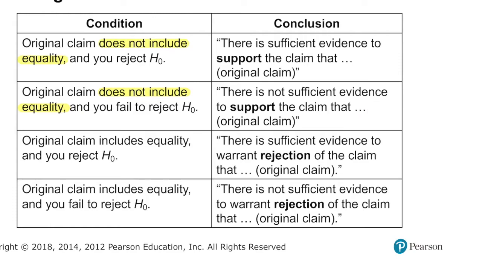If your original claim includes the equality, then there will be 2 different situations as well. If you reject H0, then your conclusion should be there is sufficient evidence to warrant the rejection of the claim that, insert your original claim in. If the original claim includes the equality and you fail to reject H0, then your conclusion should be there is not sufficient evidence to warrant the rejection of the claim that, insert your original claim in here.